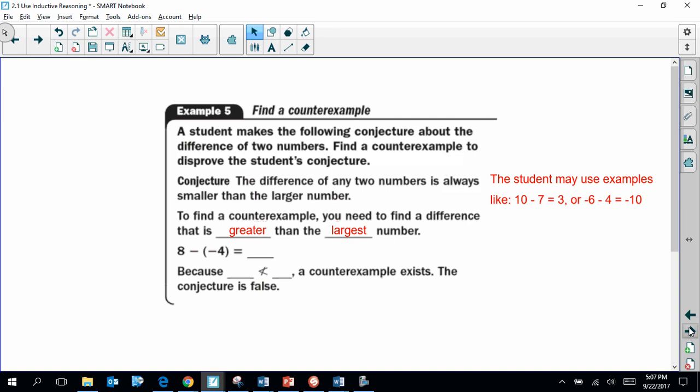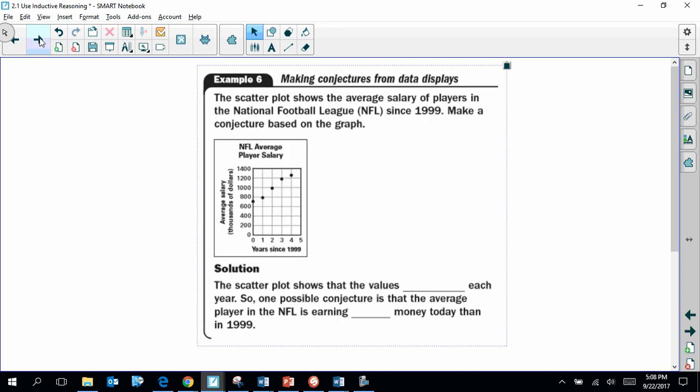So here we see if I say 8 minus a negative number, 8 minus a negative 4, I get a positive 12. Well, because positive 12 is not less than, and that's how we read that symbol, not less than 8, the counterexample is true, so that means the conjecture that the student wrote has to be false. Because even though it's true a lot of the time, it's not true all of the time. If it's not true all of the time, we don't consider it to be a true statement.